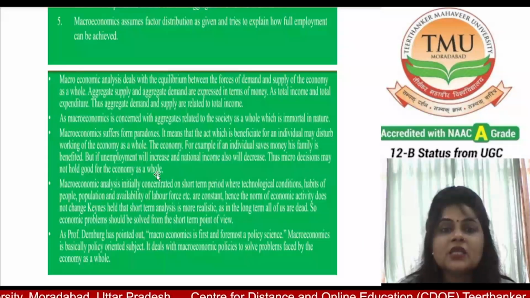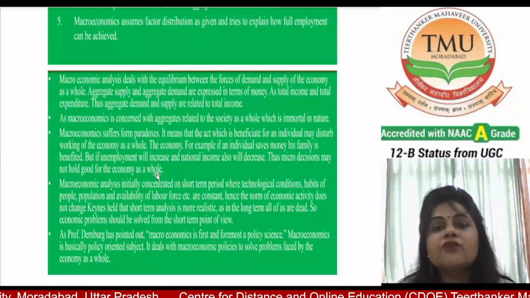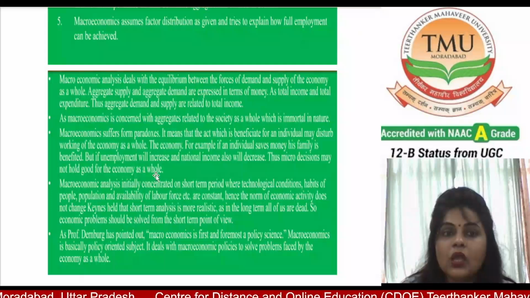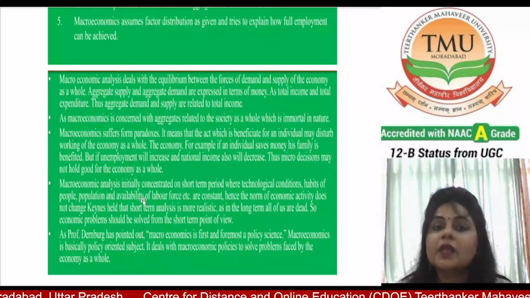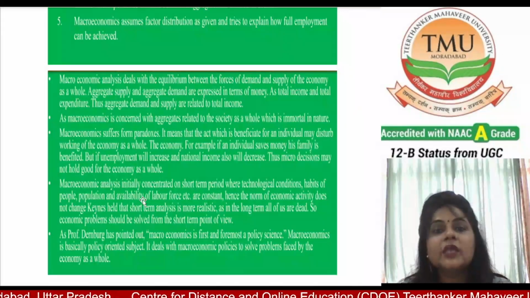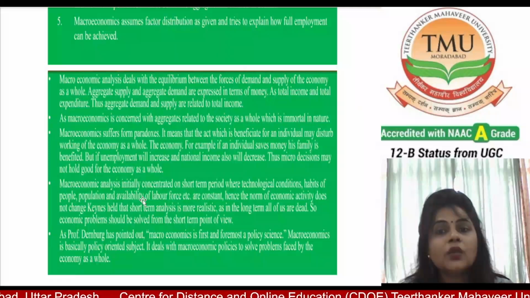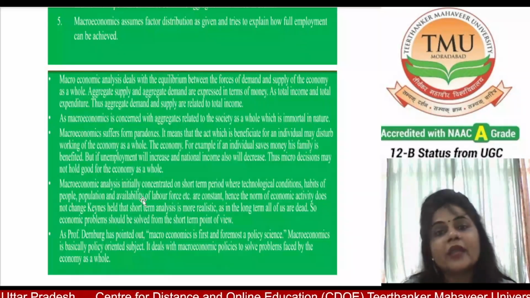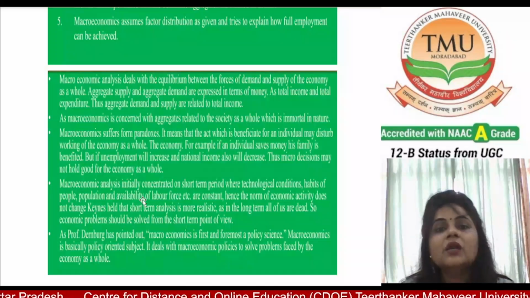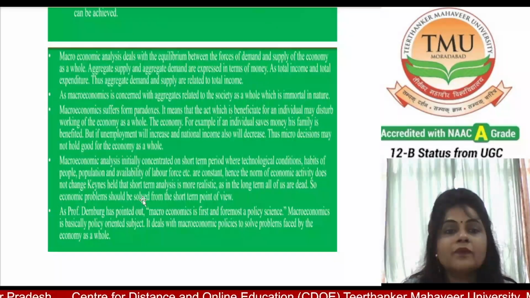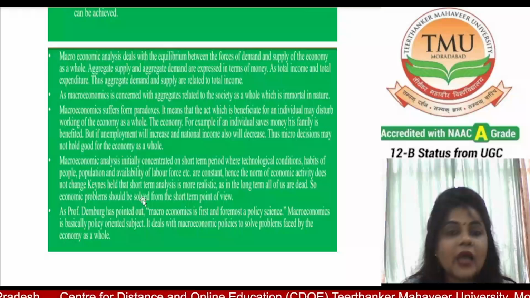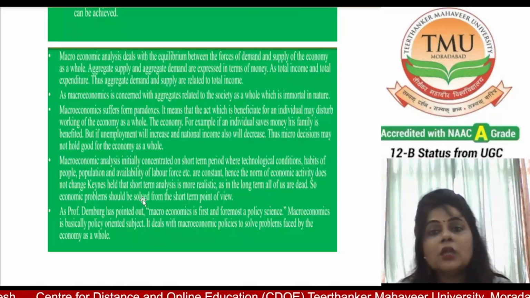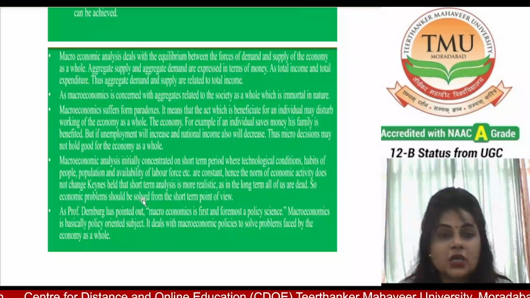Macroeconomic analysis deals with the equilibrium between the forces of demand and supply of the economy as a whole. Aggregate supply and aggregate demand are expressed in terms of money, as total income and total expenditure. Thus, aggregate demand and supply are related to total income. Macroeconomics is concerned with aggregates relating to society as a whole, which is immortal in nature.